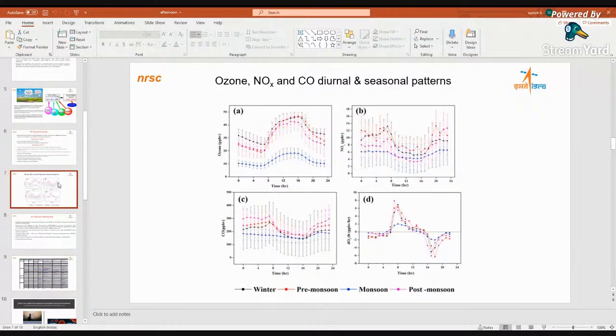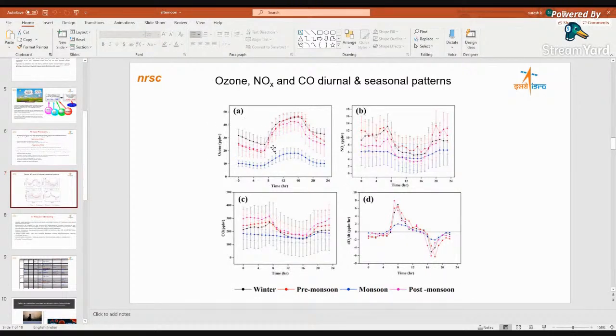This is one example of ground-based instruments for monitoring ozone, NOx, and CO, along with the rate of change of ozone. Panel A is the ozone, B is the NOx, C is the carbon monoxide, and this is the rate of change of ozone. The different colors in the plots are the different seasons.